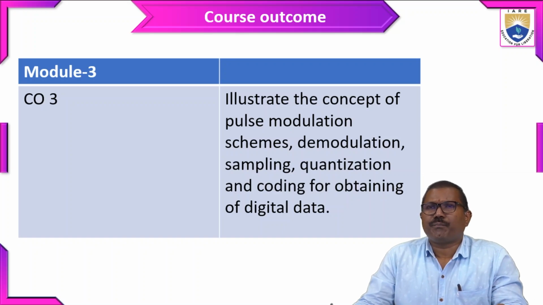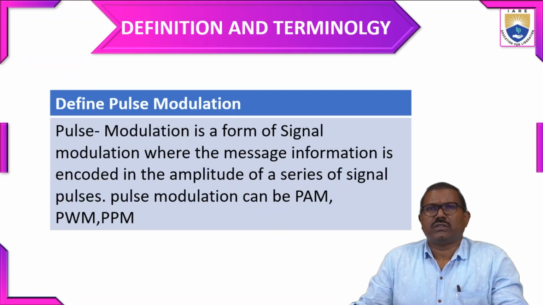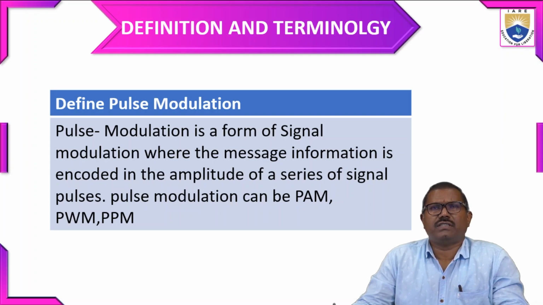Okay, so we are going to cover some definitions and terminology in Module 3. The first definition is: define pulse modulation. Pulse modulation is a form of signal modulation where the message information is encoded in the amplitude of a series of signal pulses. Pulse modulation can be PAM, PWM, PPM.